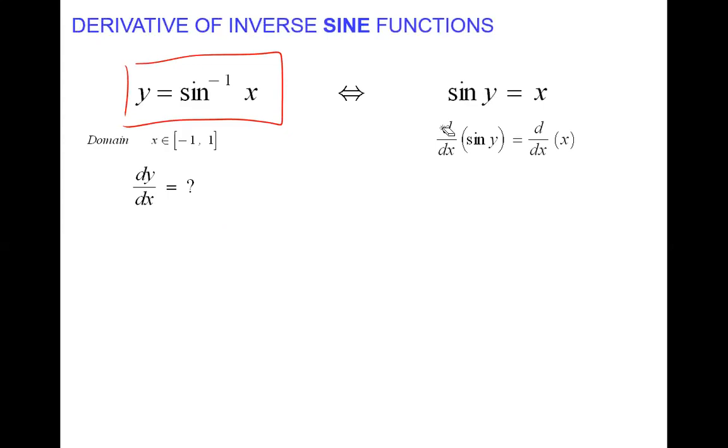That means I will differentiate still with respect to x, sine of y on the left-hand side, and x on the right-hand side. Of course, on the right-hand side, what's the derivative of x? Can you tell me what's the derivative of x? Of course, it's 1. That means yes. Thank you, Jonathan. That means you will see 1 on this side.